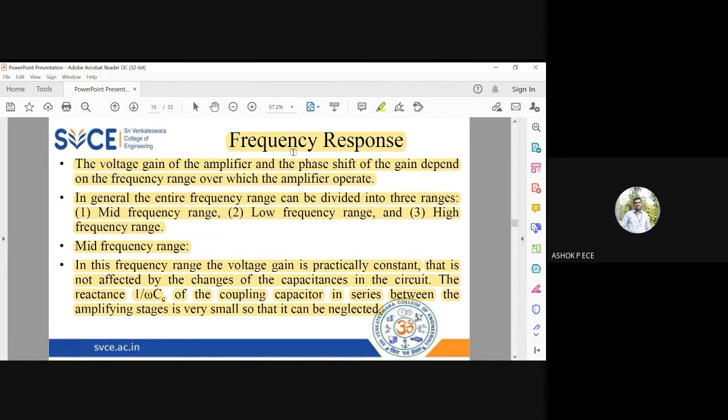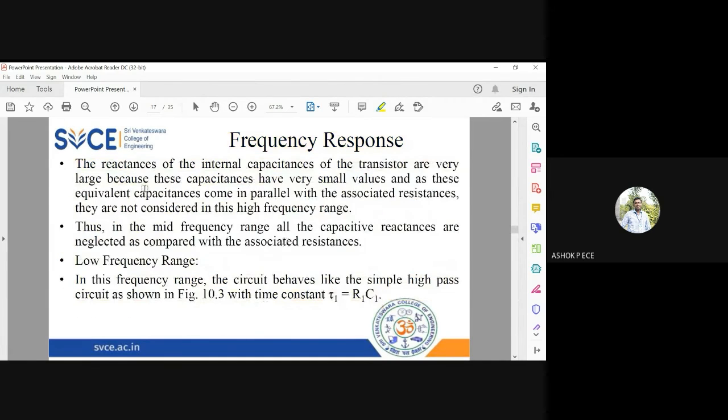Okay, so we are splitting the frequency response into three regions: mid frequency, low frequency, and high frequency. And we have seen what the behavior of the amplifier is in mid frequency. Also, all the capacitances have very small value and they are not considered in this region. We can say the capacitive effect is very, very small. I told you the reactance offered by the capacitance is very, very small, right? So that reactance is not large enough to have an impact on the gain. That is why I said the gain is almost constant. Okay. So next one is low frequency.